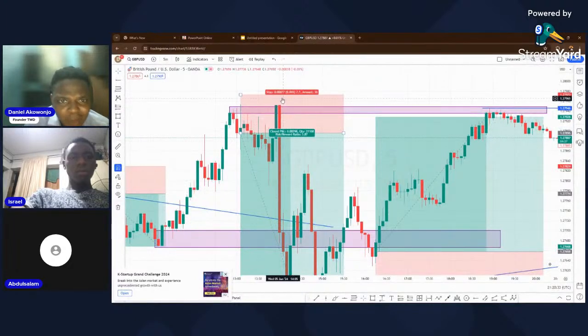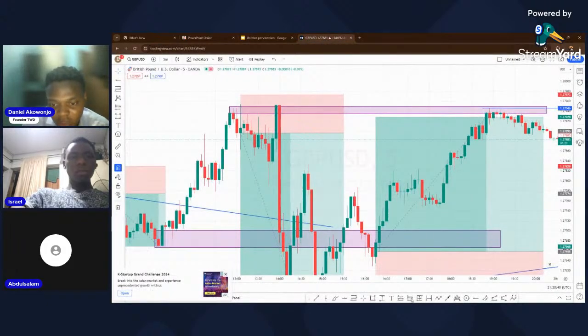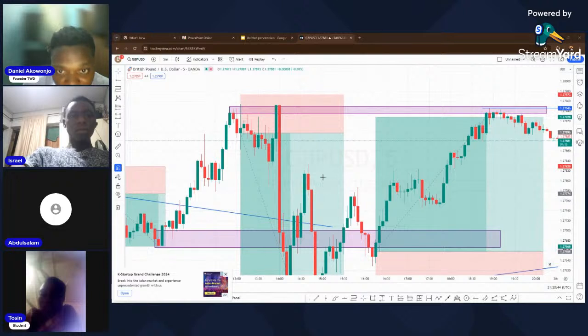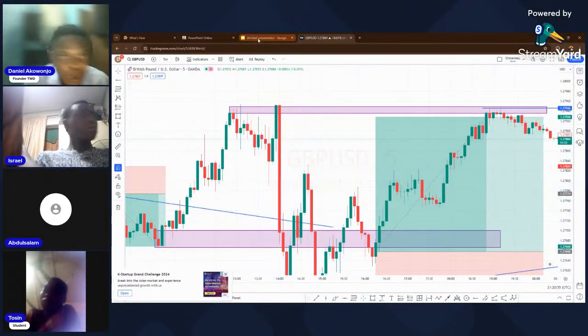Do you understand? As far as price has not touched our stop loss, we are still in the game. And it's important that you stick to your stop loss. I must say that. You must always stick to your stop loss. Don't for any reason change your stop loss. I have done that and I don't advise anybody to do that. So stick to your stop loss. So now, I hope you understand how the evening star works now.